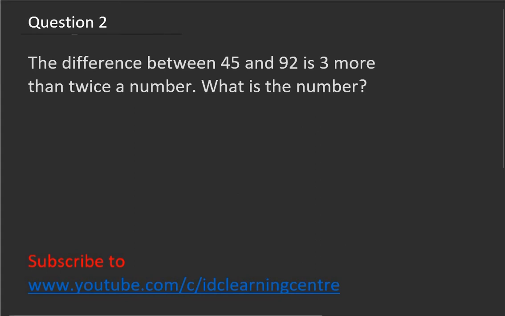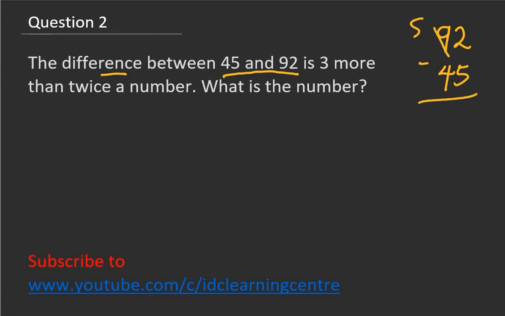Question 2 says the difference between 45 and 92 is 3 more than twice a number. What is the number? Take note, the difference between 45 and 92. In math, difference means to subtract. So the first thing we need to do is to subtract 45 away from 92. So 92 minus 45. Borrow 1 from 9. 9 reduces to 8. Put the 1 here. 12 minus 5 is 7. 8 minus 4 is 4. So the difference is 47.